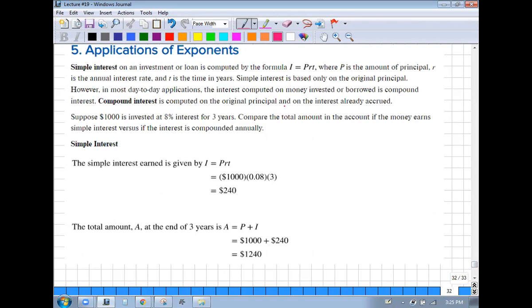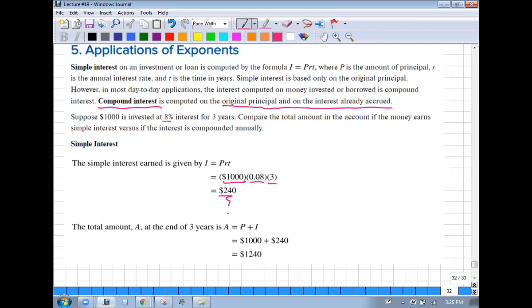So most day-to-day applications, interest computed on money invested or borrowed is compound interest. All right. So it's interest on the principal and the interest already accrued. So that's your compound interest. All right. So using this formula, I equals PRT, if you just want to find the interest on a $1,000 loan at 8% for 3 years, you replace P with 1,000, you replace R with 0.08. 8% is 0.08. And then 3 years, you replace T with 3.